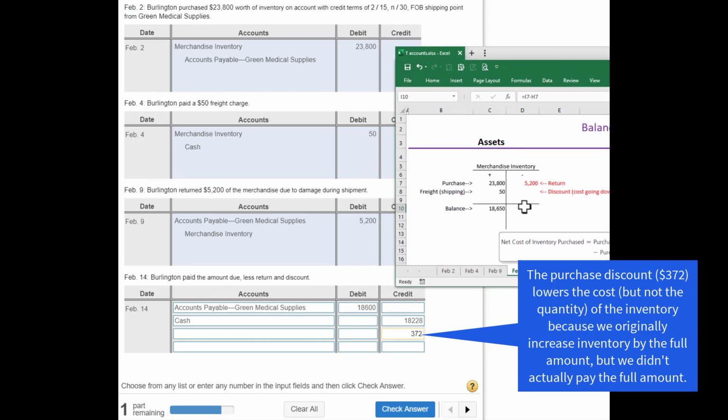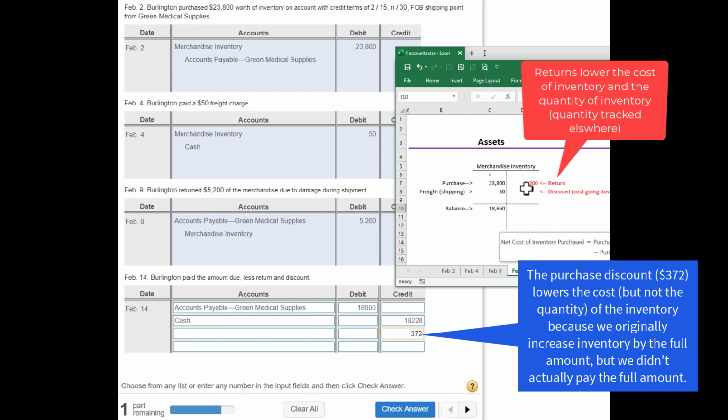When we pay inventory early and get a discount, it's going to lower the cost of inventory. It's not lowering the quantity of inventory, it's just lowering the cost. So up here where we have the $5,200 return, this is lowering both the cost and the quantity. So just for your information, in computerized accounting systems, the accounting system keeps track of the quantity behind the scenes. So we don't do that with a journal. Anyway, this $372 represents the cost of inventory going down. So that's why I am crediting inventory.